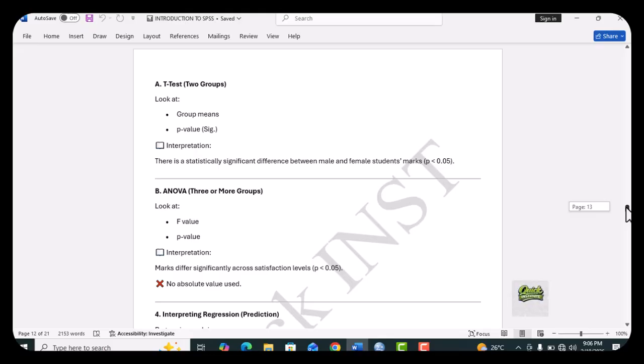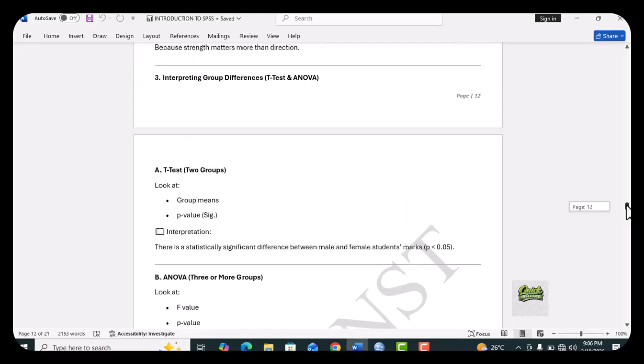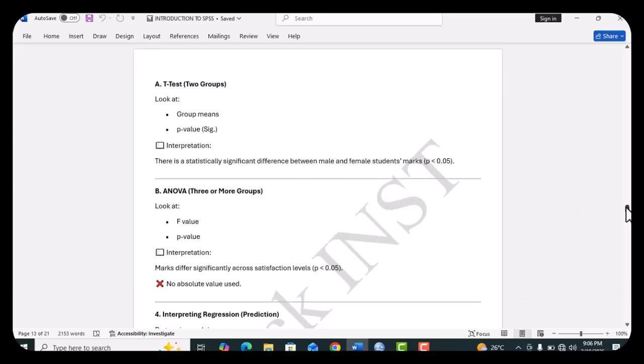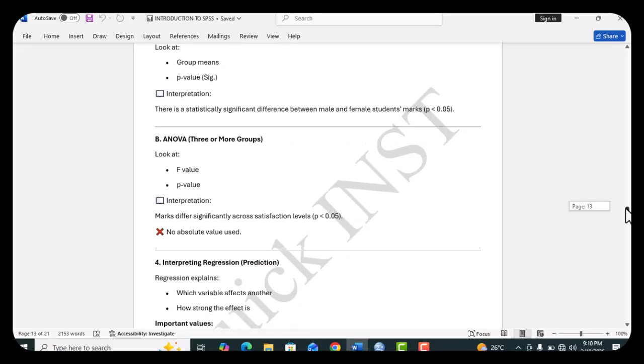For ANOVA, when you have two groups, that's when you do a t-test, and when you have three or more groups, that's for ANOVA. For ANOVA, we do it for three or more groups. So we look for the F value and p-value and interpret. So the mark differs across the satisfaction level. Like, okay, we are doing it for three or more groups. So no absolute value is used.